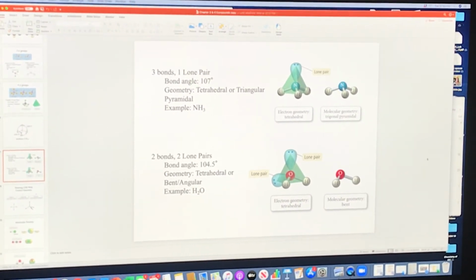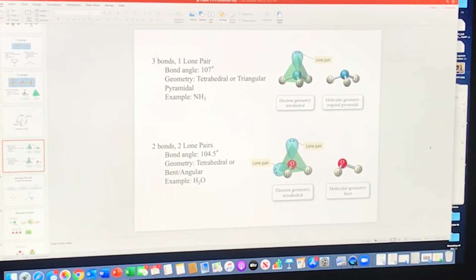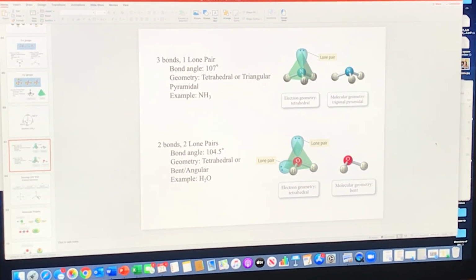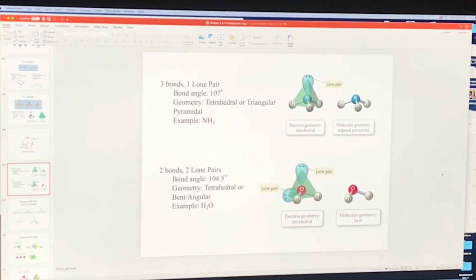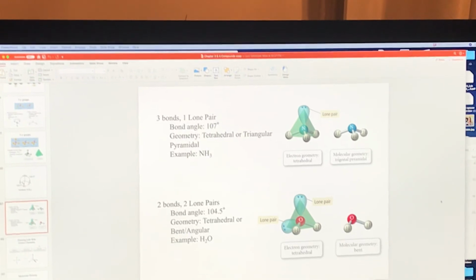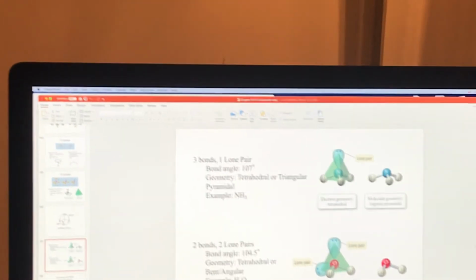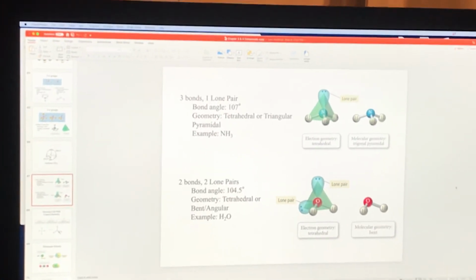So in the next little video, I'm going to show you guys on paper how to draw the molecular polarity. I did it on the slides for you, but I promised I'd show you guys a little more in 3D with my models, and I'll do that in a bit.